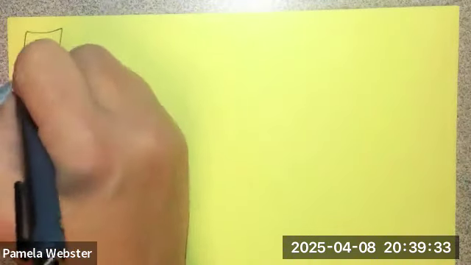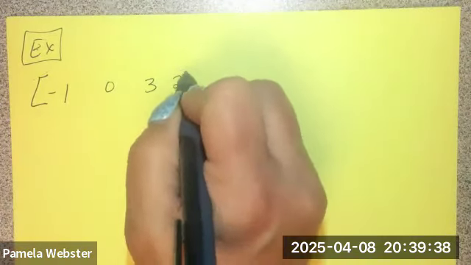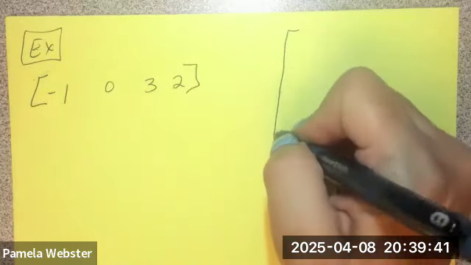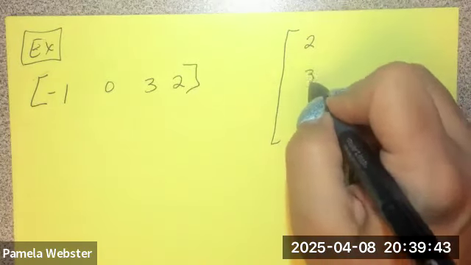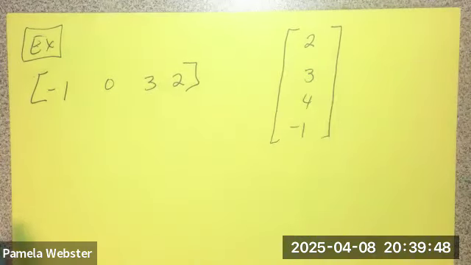Everybody's good. All right. Try this one on your own. I'll push pause in a second and work it out. You see how you do. The example is negative 1, 0, 3, 2. And there's another vertical guy. 2, 3, 4, negative 1. So the first thing you need to do is figure out how big each of these are, decide if you can multiply them, and then if you can, go ahead and do the multiplication. So I'm going to push pause, you push pause, we'll see what we get.